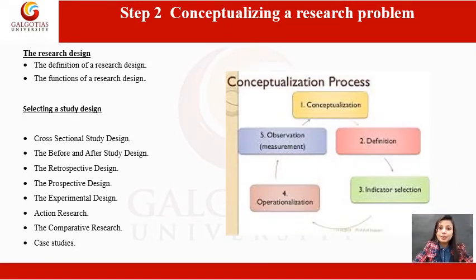Step 2 is conceptualizing a research problem. Conceptualization is the process of not only selecting a topic but formulating a defensible and researchable research problem. It is more than simply generating a list of interesting topics such as academic achievement gaps or homelessness, etc.